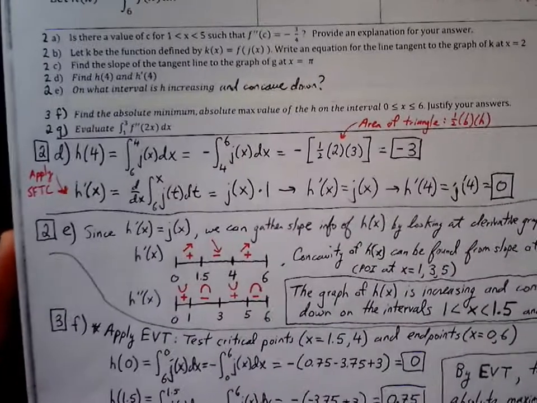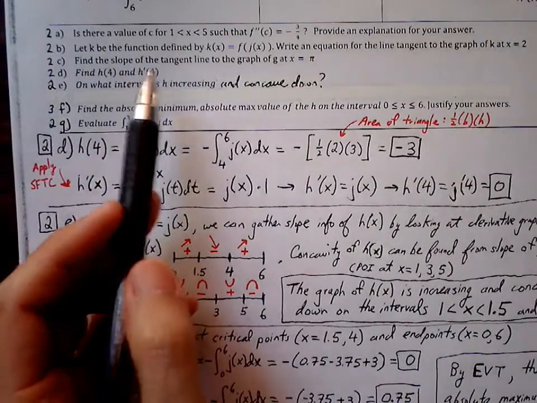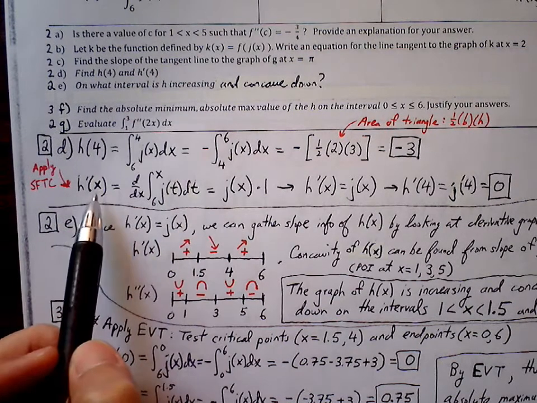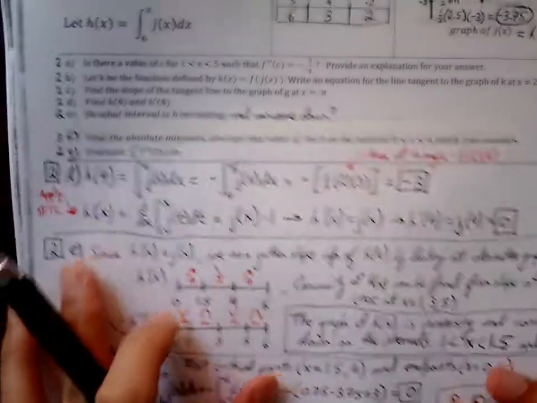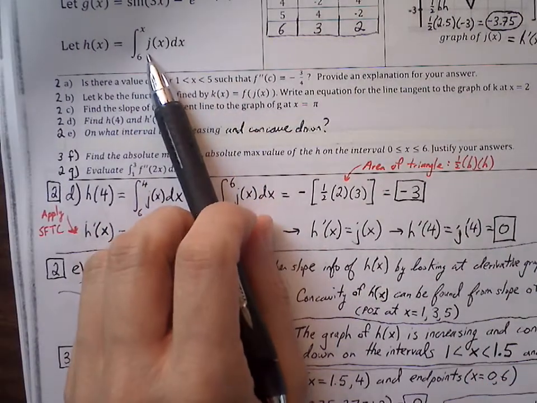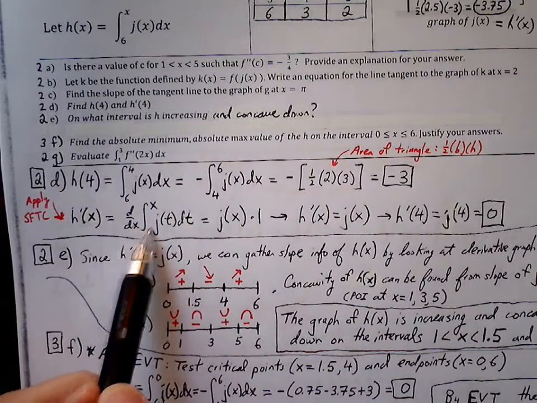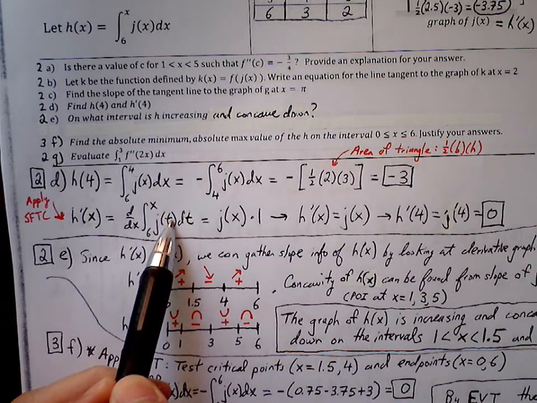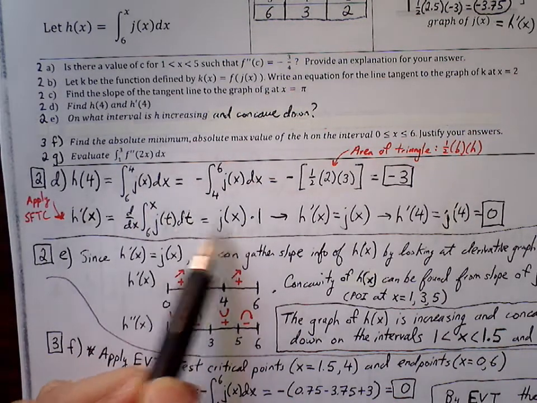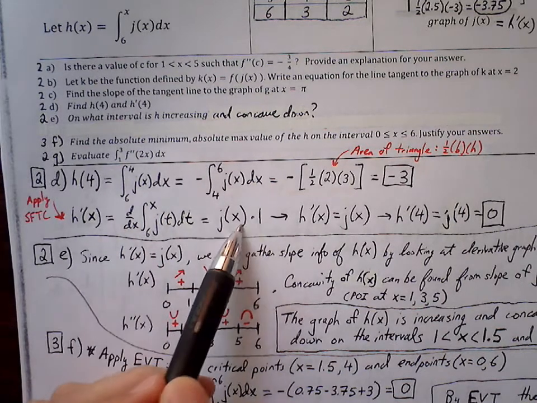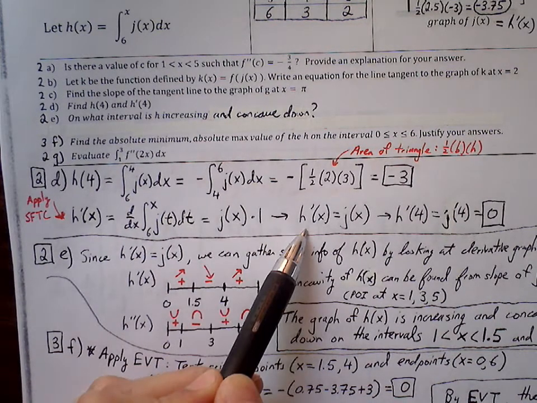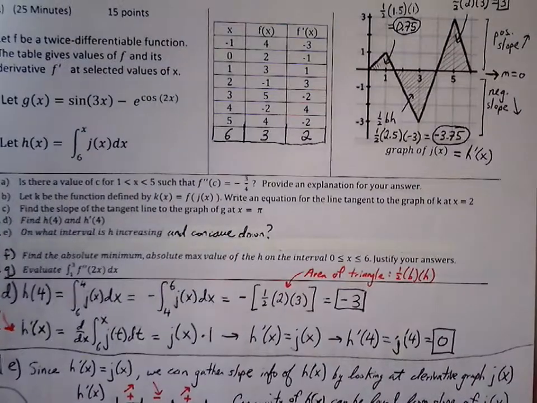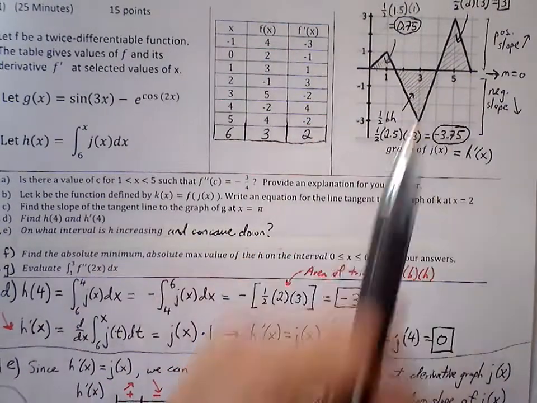The second part is find h prime of 4. So h prime of 4 is asking for the derivative first. We need to find h prime of x first, and then we can plug in 4. So h prime of x, I need to find the derivative of this, which I can do using the second fundamental theorem, right? The derivative of a definite integral. These two notations cancel out. The only thing left over is the upper bound gets plugged into the variable times the upper bound's derivative. So really h prime is just this j of x graph. So h prime of 4 is just j of 4, and j of 4 is just the ordered pair off the j graph. J of 4 is just going to be 0.